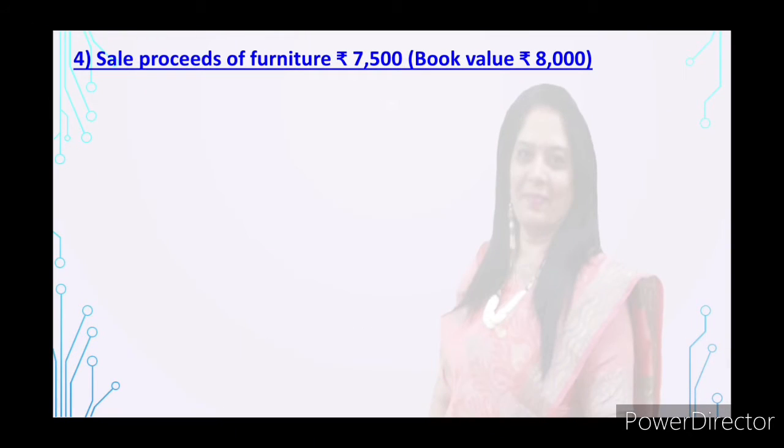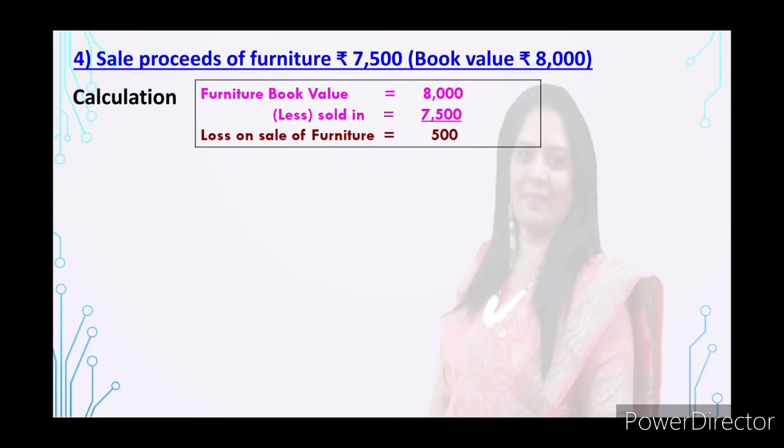Our next adjustment, sale proceeds of furniture rupees 7,500. It means the furniture was sold for rupees 7,500, and in brackets it is given the book value is rupees 8,000. It means in the balance sheet the book value of the furniture is 8,000 but it is sold for 7,500. It means the company has a loss. You can see in the calculation that furniture book value equals 8,000 less selling price, that is 7,500, and the concern has a loss on sale of furniture rupees 500.